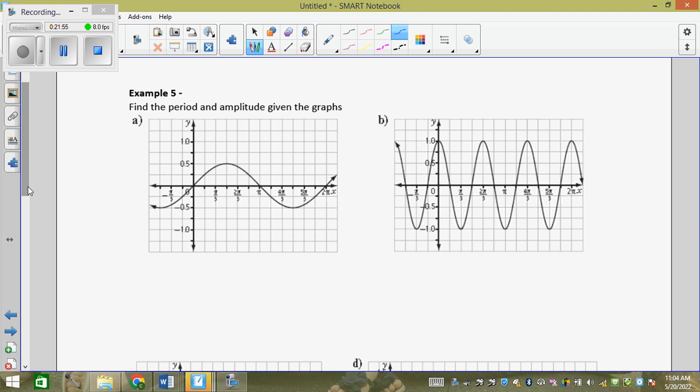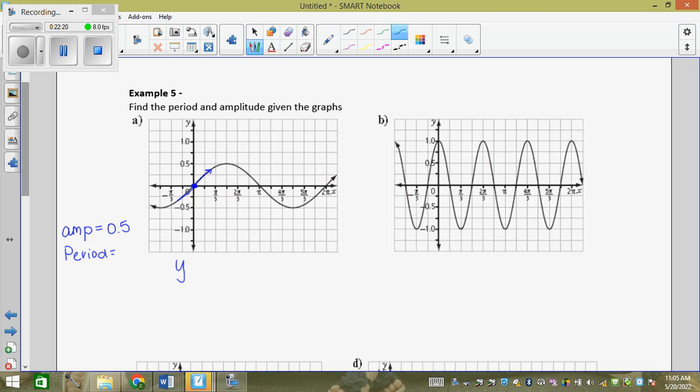Now, sine graphs always go upwards like this. So if it's going downwards, then it would be negative. But this one's going up, so it's totally fine. What's my amplitude of this one? It's a half, because it's a half plus a half, which is 1. 1 divided by 2 is a half. So it's 0.5.